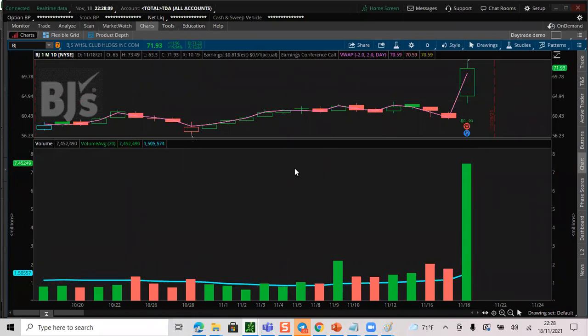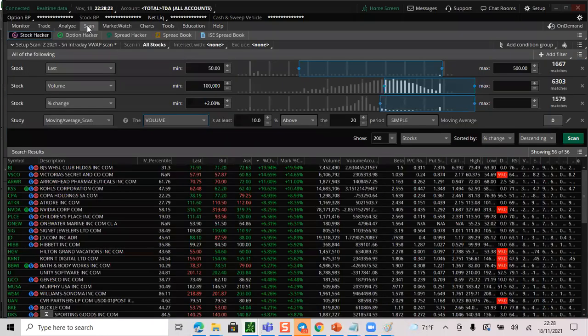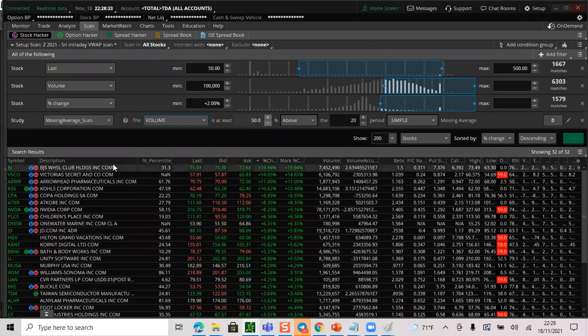Okay, so you see the average value here, the 20 simple moving average, is 1.5, whereas today it had like 7.5 value, which is more than 5 times, right? So you can do this one too. I want to find the stocks which have at least 50% more. Still BJ shows up, right? These are all the stocks.